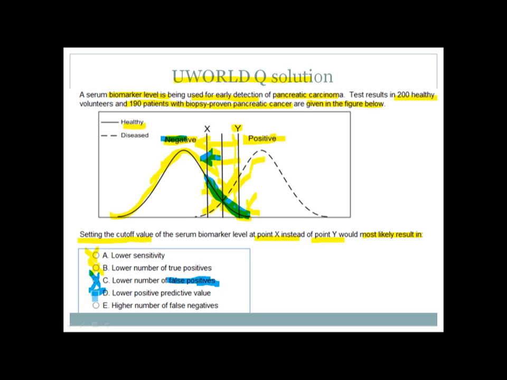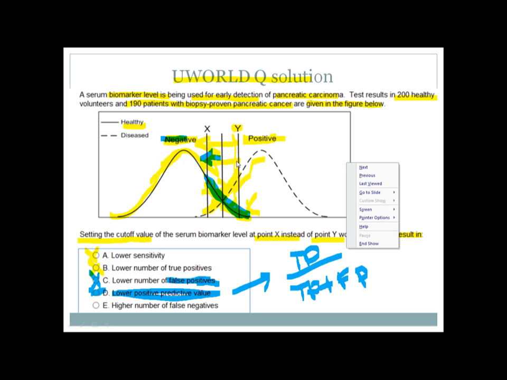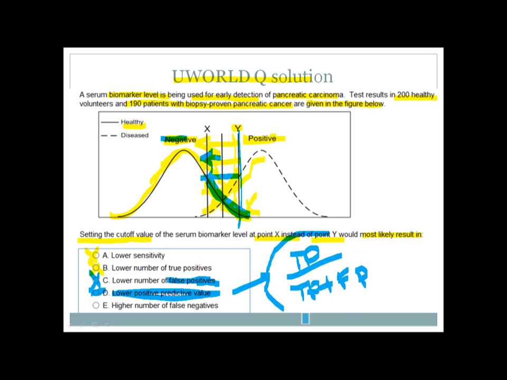And the next one is a bit tricky, lower positive predictive value. So let's just think about that. What is positive predictive value? Positive predictive value is true positive by true positive plus false positive. So when we set the cutoff value from a higher value to a lower value, what happens to those numbers?